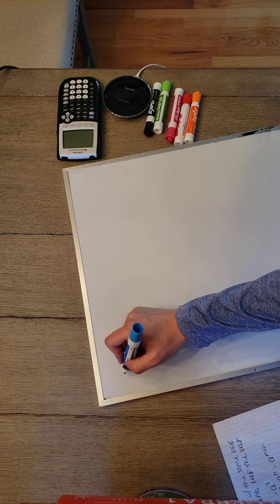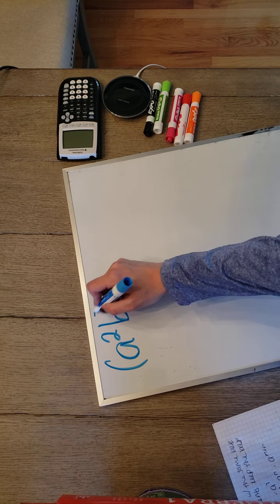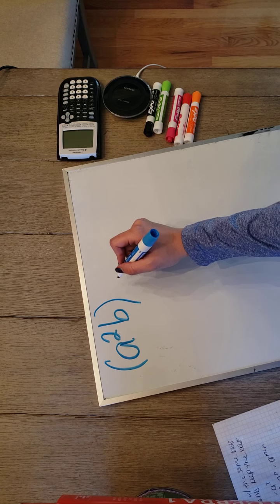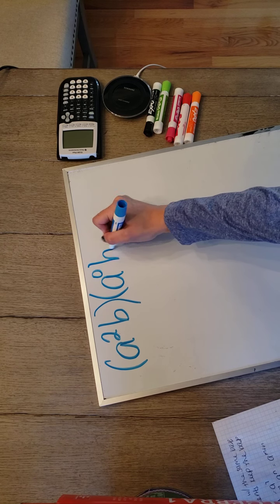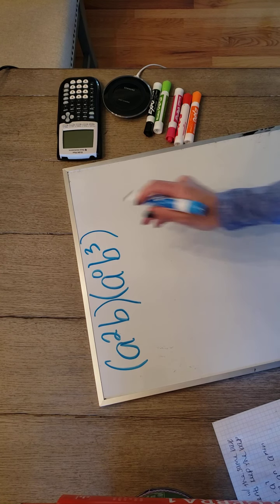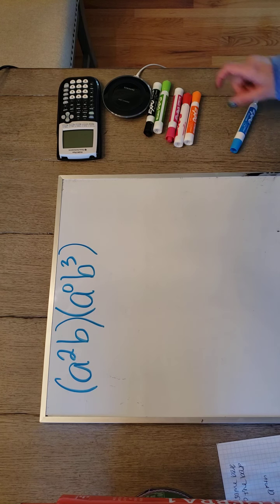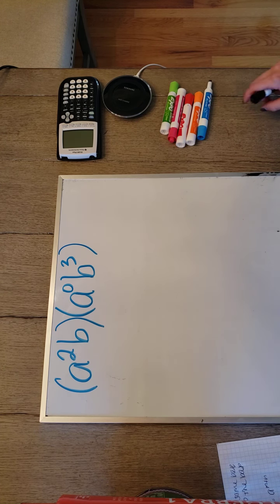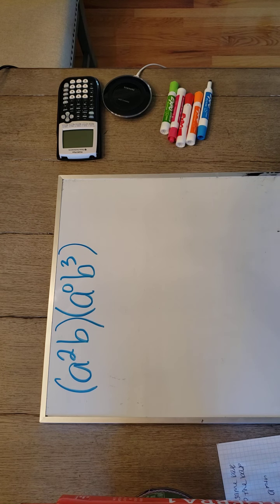So our next one, we're gonna have a squared b times a to the 0, b to the 3rd. So looking at this one, you have multiple variables. Even though there's no dot in the middle, they're still being multiplied because you know parentheses mean multiplication. So you just work with one variable at a time.